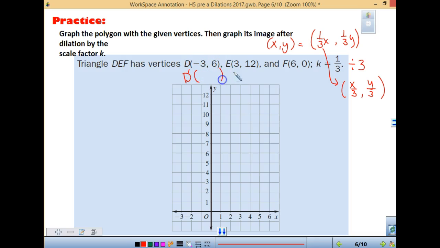D prime, write out the D prime, the E prime, and the F prime. You're going to divide them each by 3. We are also graphing DEF, and I'll give you a minute to write those down.